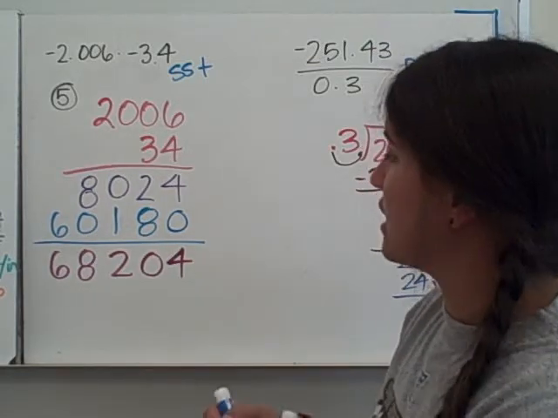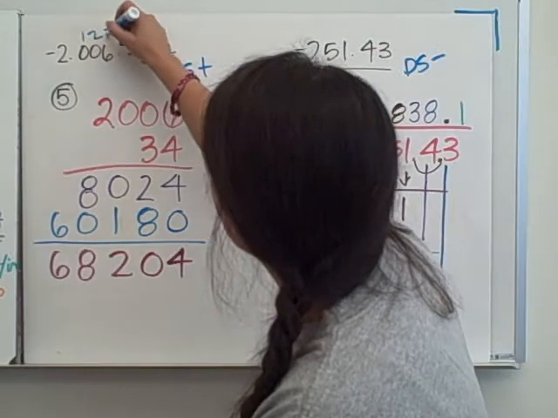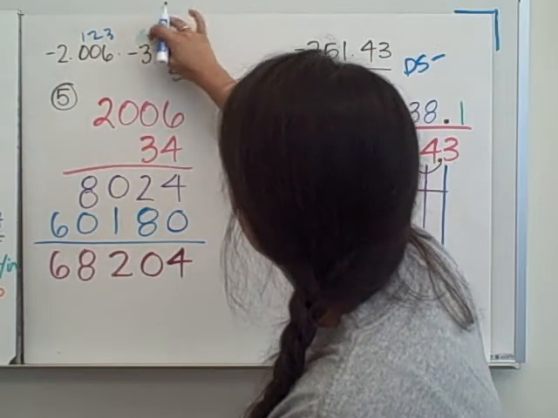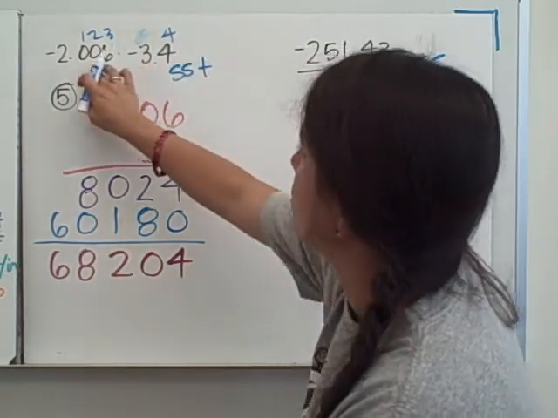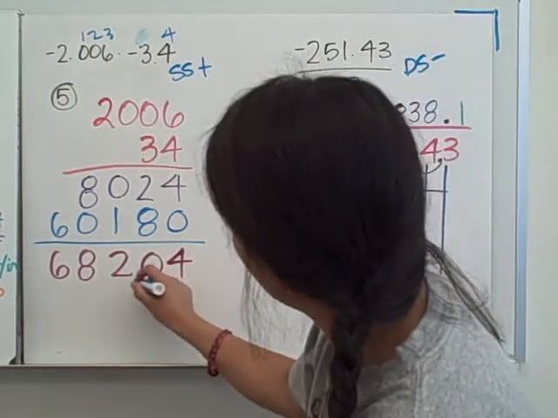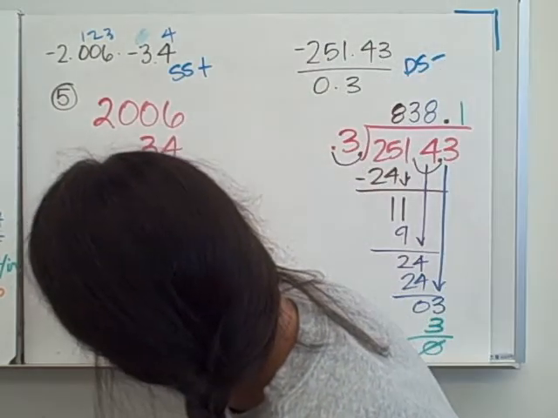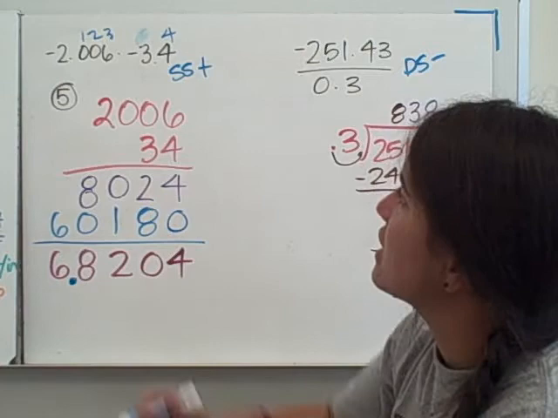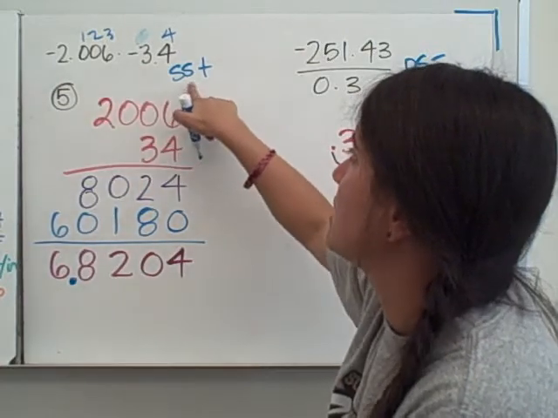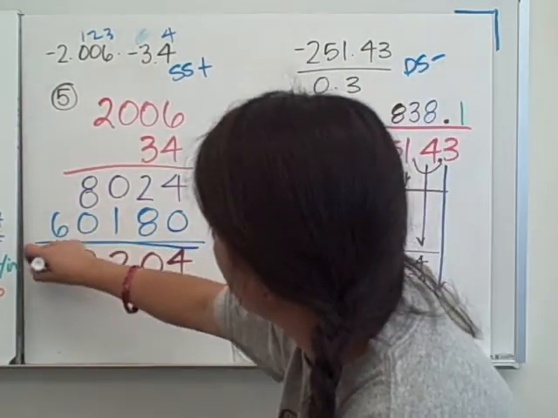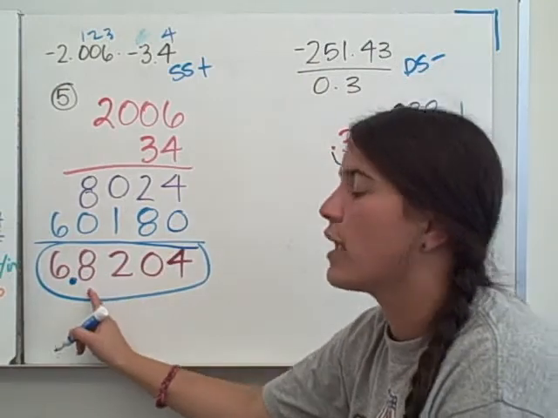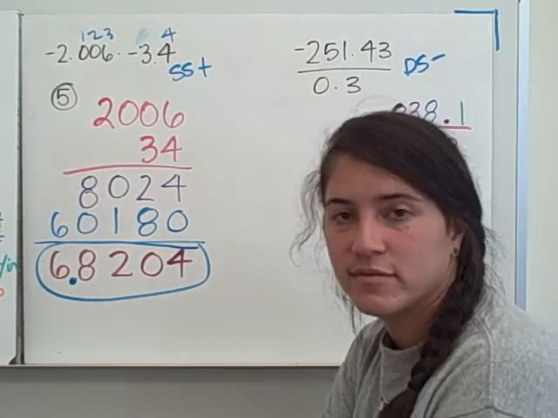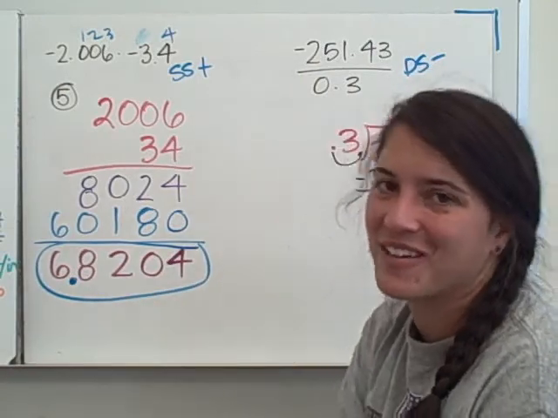So then I need to put a decimal point back in. So I have 1, 2, 3, 4 decimal places. 1, 2, 3, 4. So I'm going to move over 1, 2, 3, 4 right here. And these are both the same sign, so my answer is positive. So 6.8204. I'll be interested to see if you got that one right tomorrow.